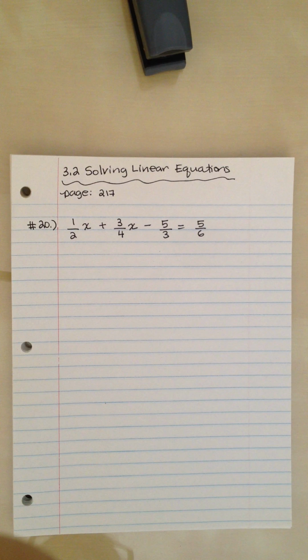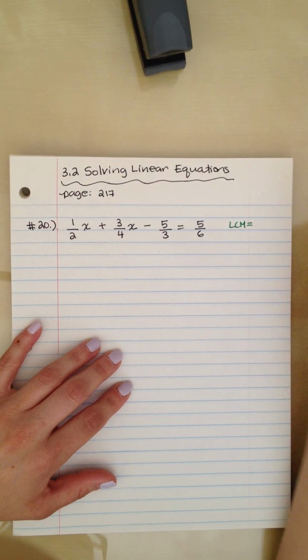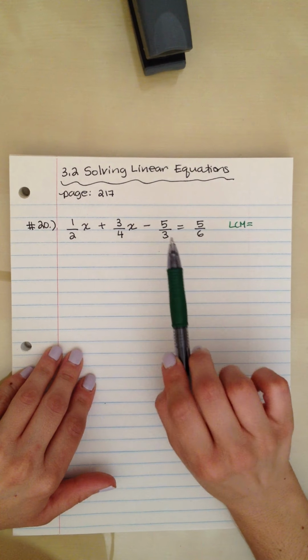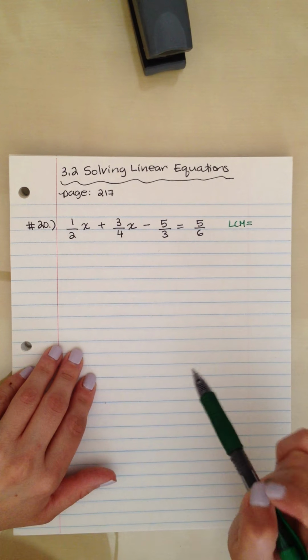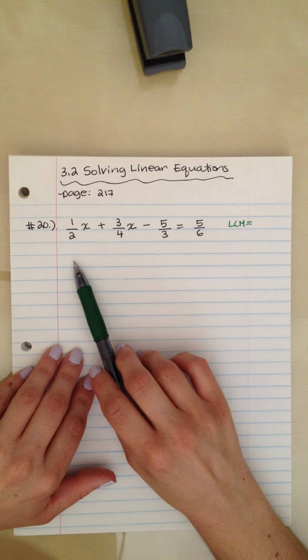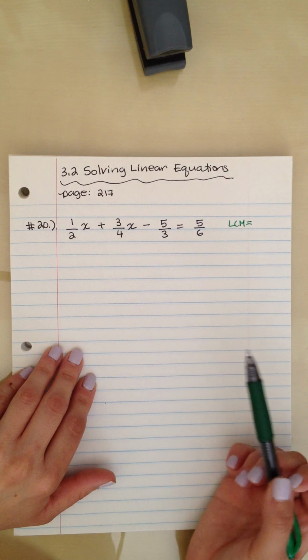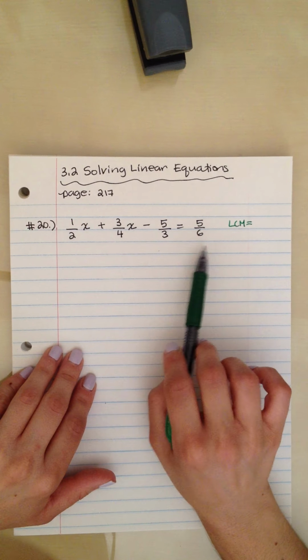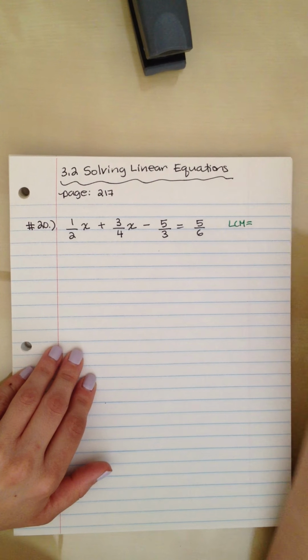Okay, since we have fractions, we would like to eliminate them. And the way that we eliminate fractions is we will need to find our LCM and then multiply every single fraction by the LCM, and that will clear the fractions. Okay, so LCM or LCD, we're looking at 2, 4, 3, 6. So the smallest number that 2, 4, 3, and 6 go into or divide would be 12.